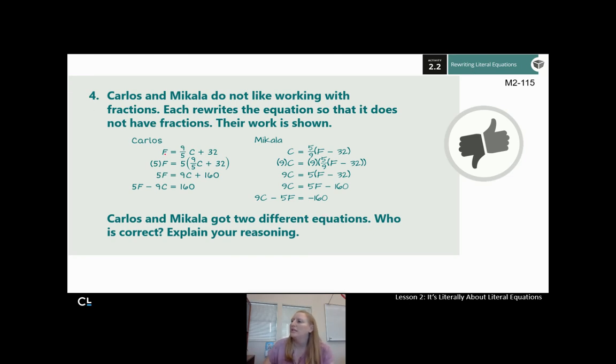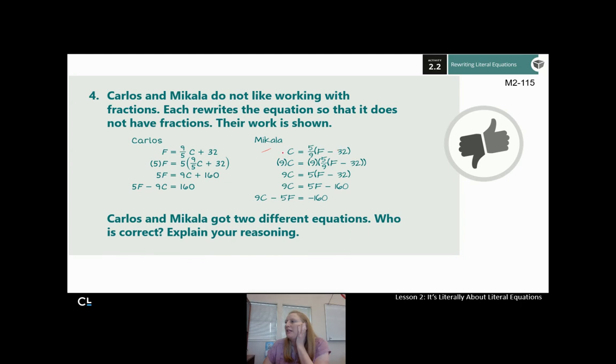So let's see what's going on here. It looks like Carlos started by multiplying everything by 5 to make the fractions go away. Fair enough. And then he subtracted 9C. Good job, Carlos. That's not terrible. So Carlos's work looks pretty good to me.